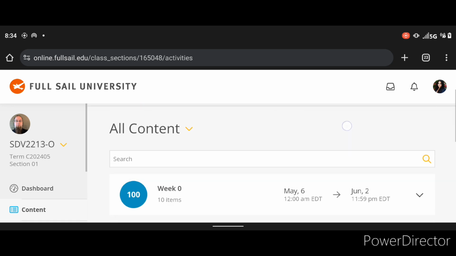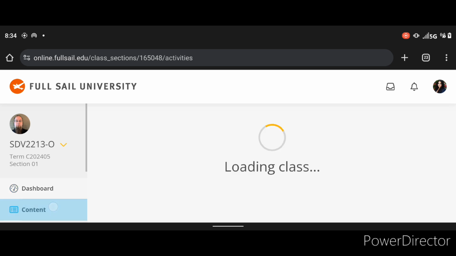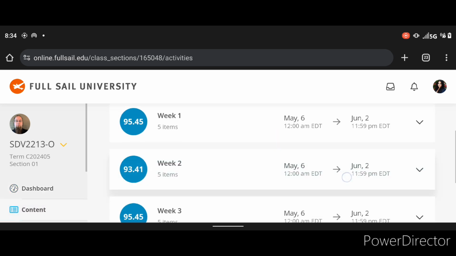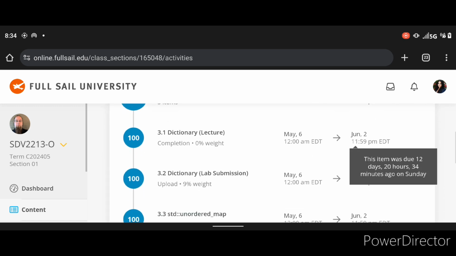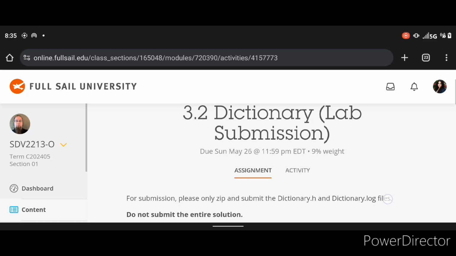This is going to be week 3 labs in data structures and algorithms. This is going to be the reflection video for labs 5 and lab 6. Let's get started. Lab 5 and 6. Lab 5 was on dictionary and lab 6 was on unordered maps.